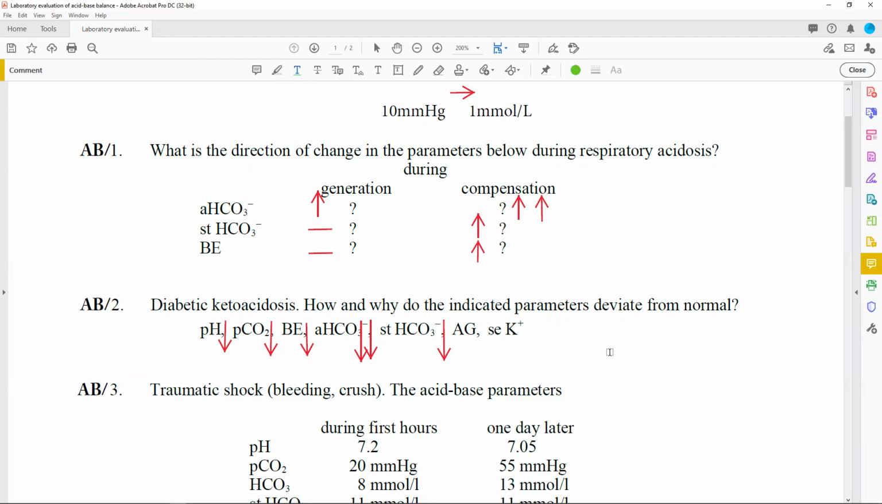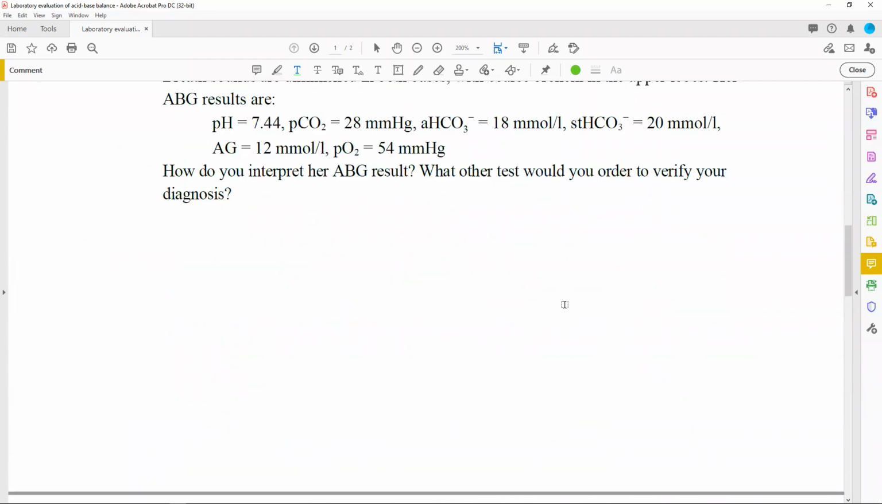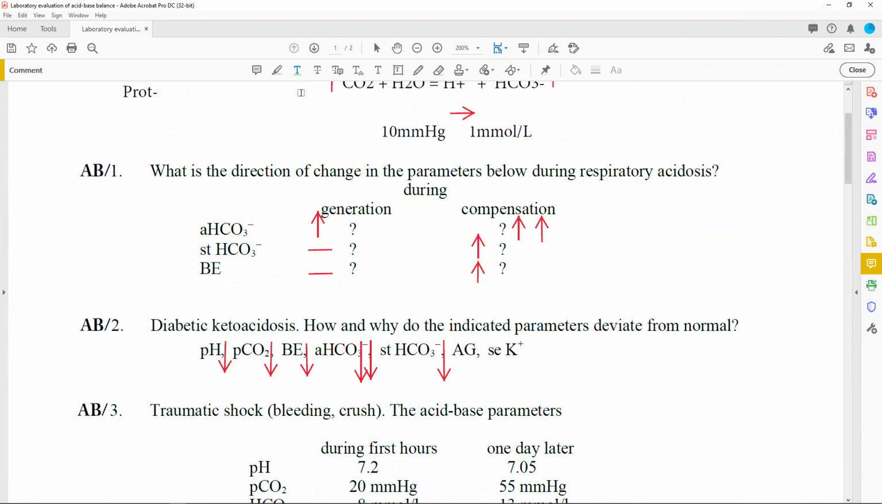the equation of the sodium. Okay, so what is the anion gap? The anion gap is sodium minus bicarbonate plus chloride. Okay, and this should be around 12.